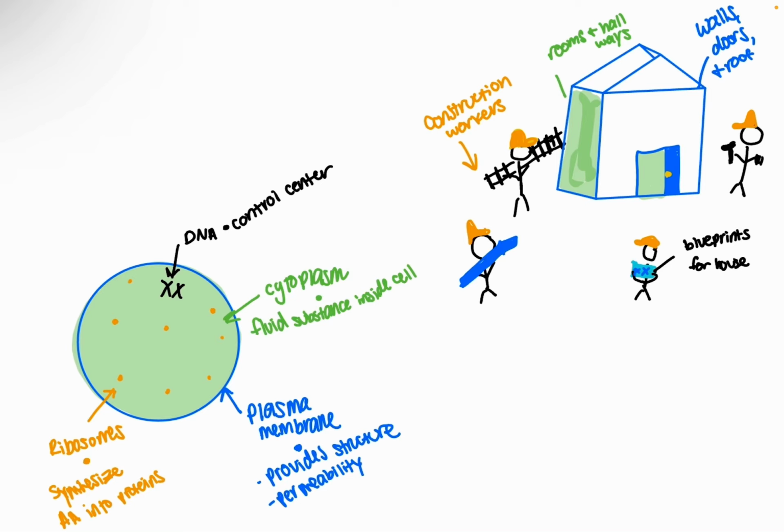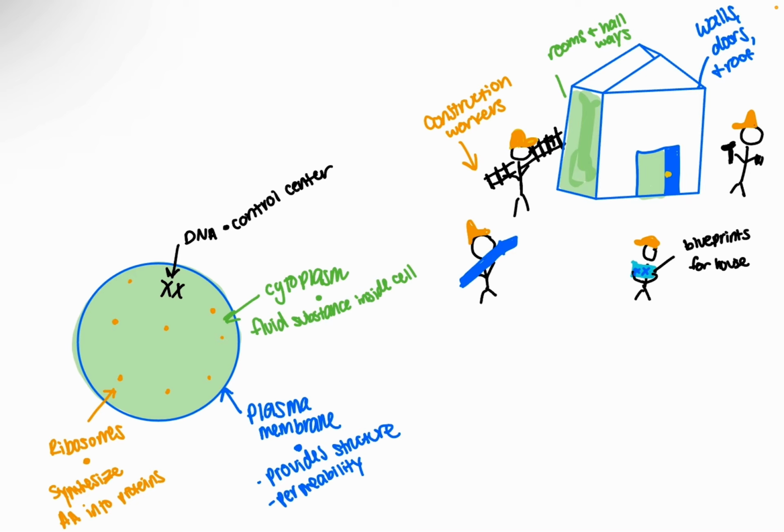Then we have the rooms and hallways inside the house. You can't really tell because of my drawing, but I tried my best to show that this is inside the house. This is where everything happens. This is where people walk around. This is where the furniture is. So this is where all the action's happening and where everybody just kind of hangs out and where things are in place.